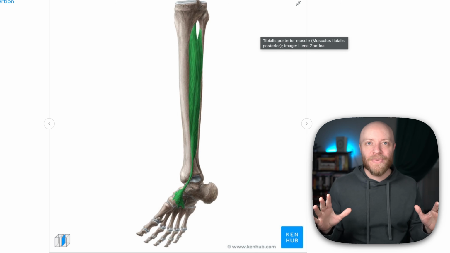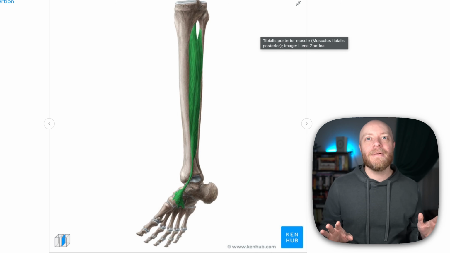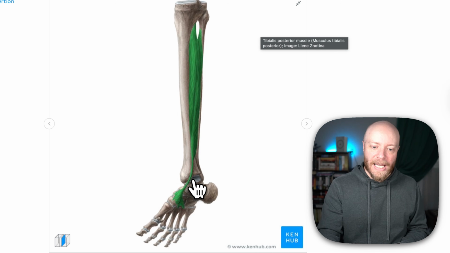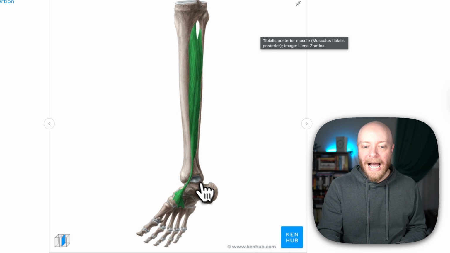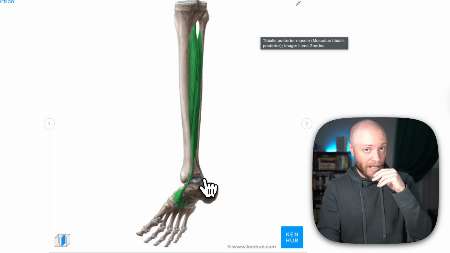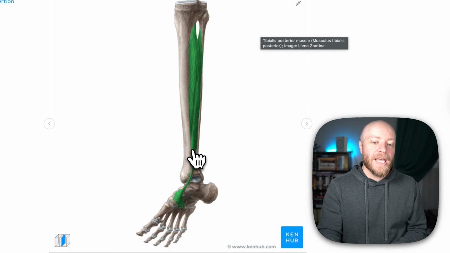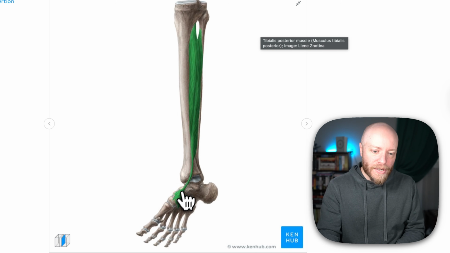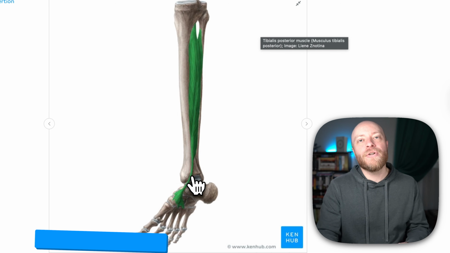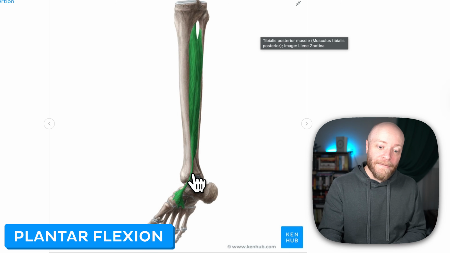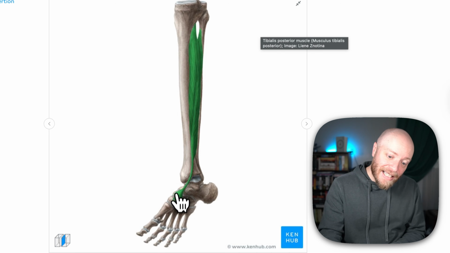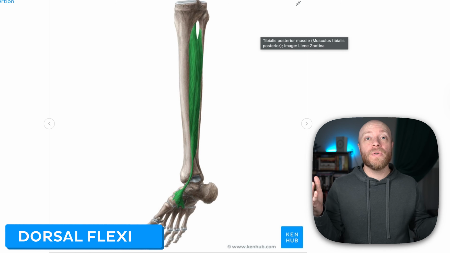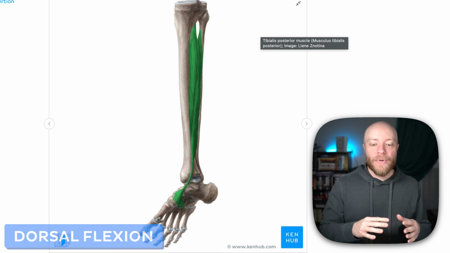This is what I teach my students to look at every single time you look at a crus muscle. And that is the location of the tendon in relation to the malleoli, because there is a lateral malleolus on the other side. So if a tendon in the crus travels posterior to a malleolus, it's going to do plantar flexion. If on the other hand, this tendon was anterior to that malleolus, it would perform dorsiflexion. Okay, so what does that look like?